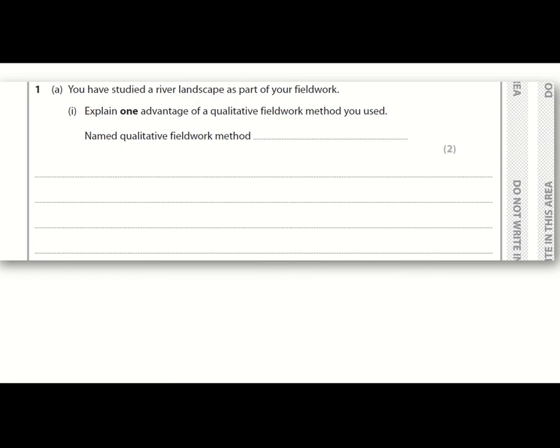And there's another question. Again, methods of data collection questions are really, really commonplace. It's definitely worth you memorising that table or looking at that table, really going over it before this paper. So you have studied a river landscape as part of your fieldwork. Explain one, for 2 marks, advantage of a qualitative fieldwork method you used. So again, identify Powell's Pebble Roundness Guide. What's an advantage of using Powell's Pebble Roundness Guide? Okay, pause the screen, attempt an answer using the table so you can see how it links in, and then I'll show you the mark scheme.